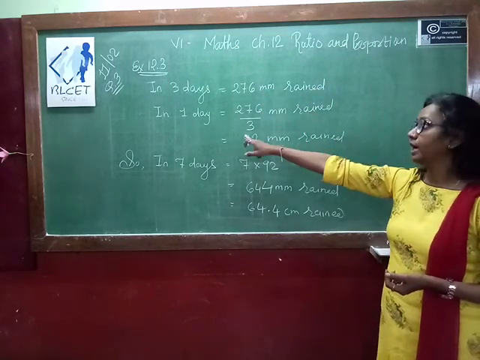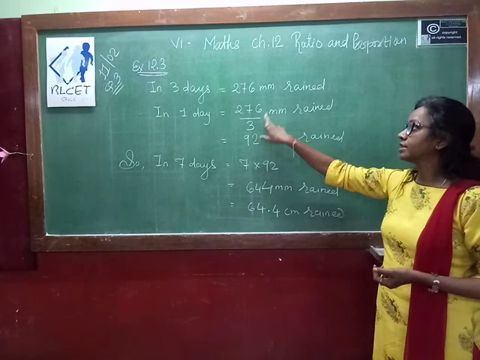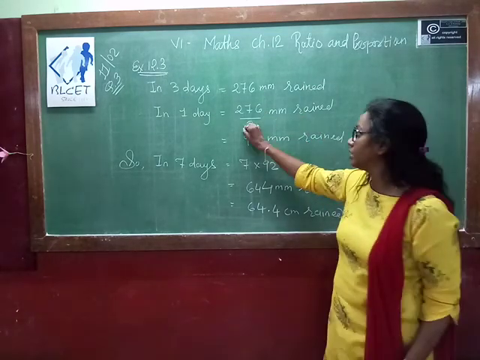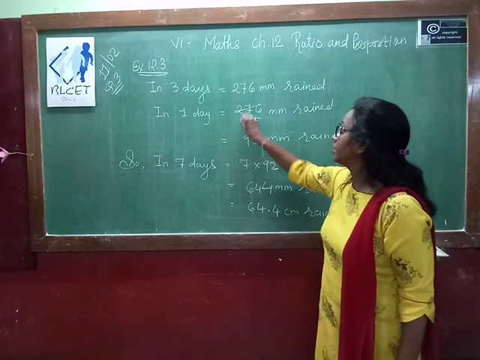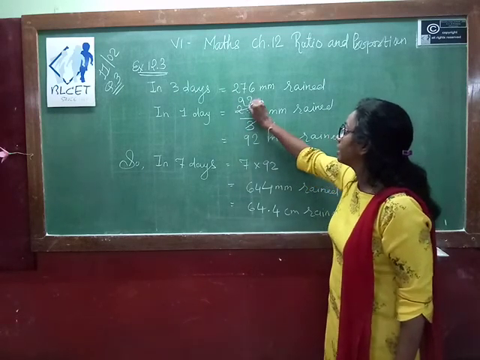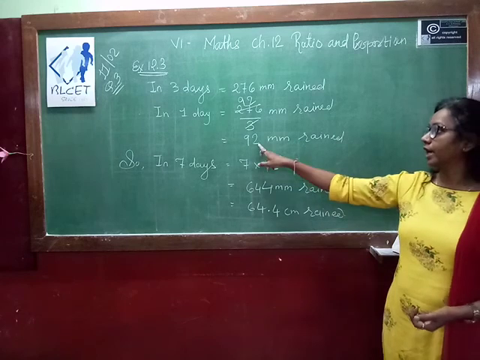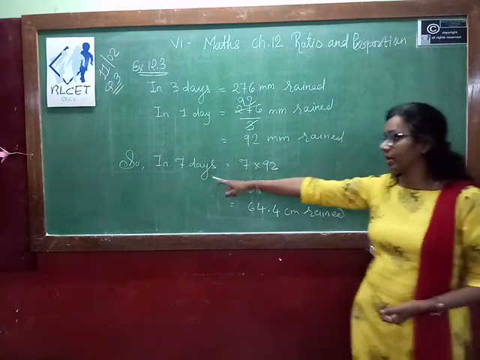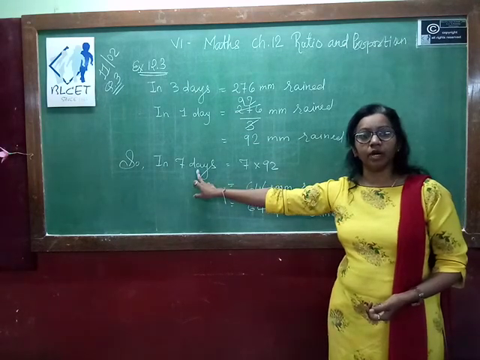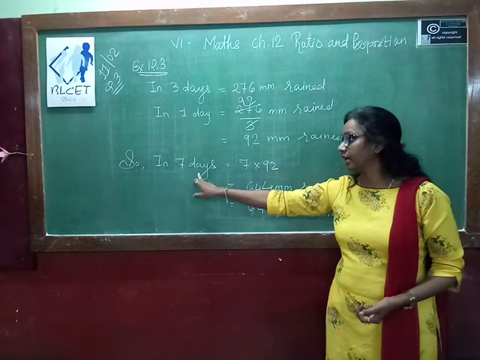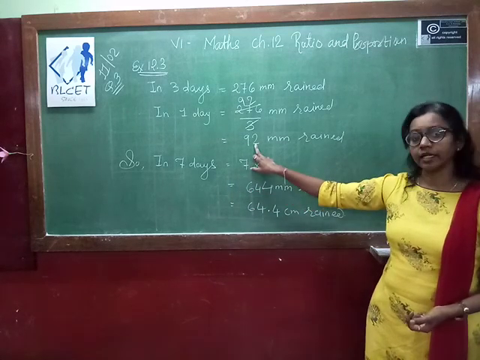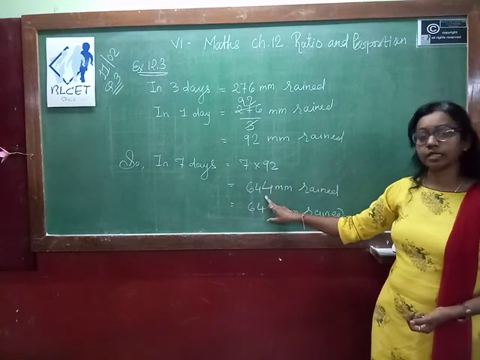So in 1 day how much? So 276 divided by 3 millimeter rain. So when you do the cancellation, 3 9s are 27 and 3 2s are 6. So what is the answer? 92 millimeter rain in 1 day. So now how many days we have to consider? Per week. Per week means 7 days. So in 7 days is equal to what? 7 multiplied by 92.